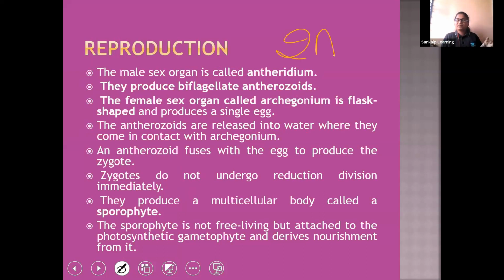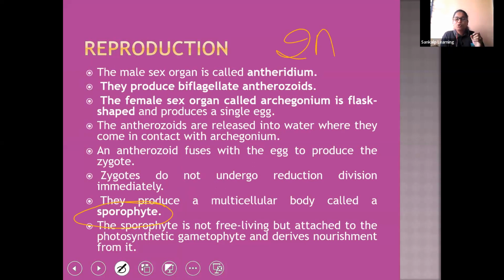So after 2N, the main plant body of bryophyte is haploid, but the zygote is diploid. Then how will we get the haploid body? The zygote will not suddenly undergo reduction division or meiotic division. That zygote will produce a certain specialized structure. Our specialized structure is called the sporophyte, guys.